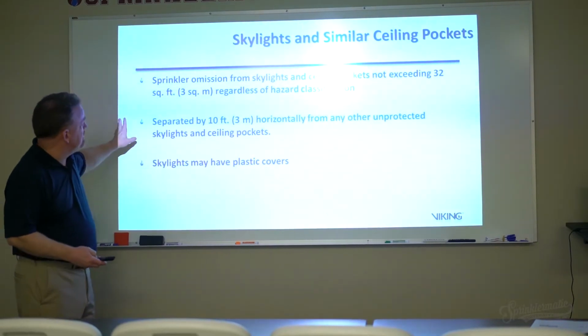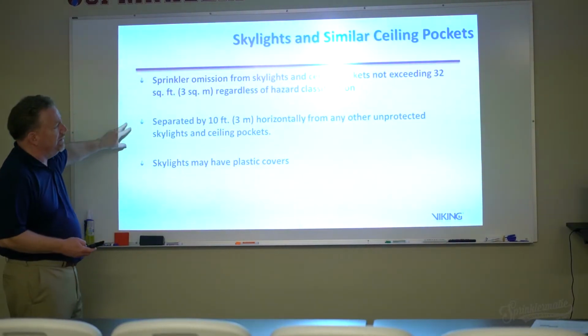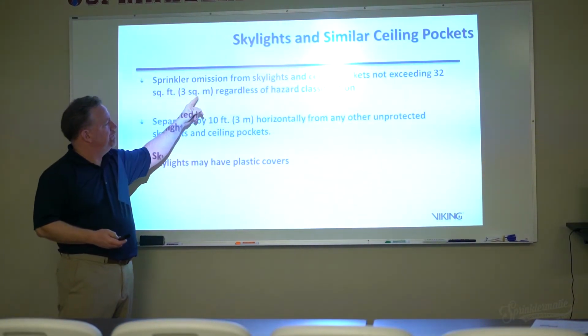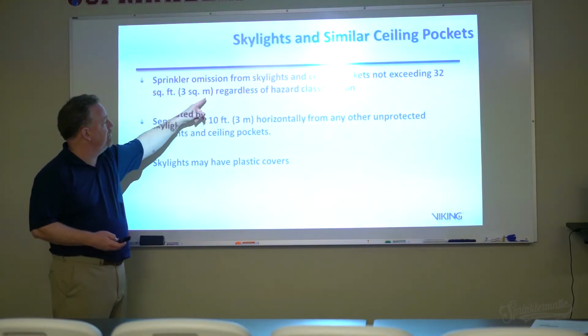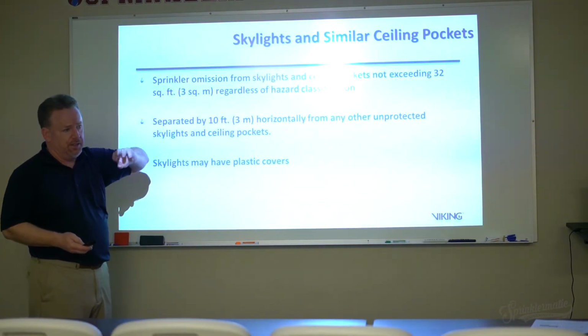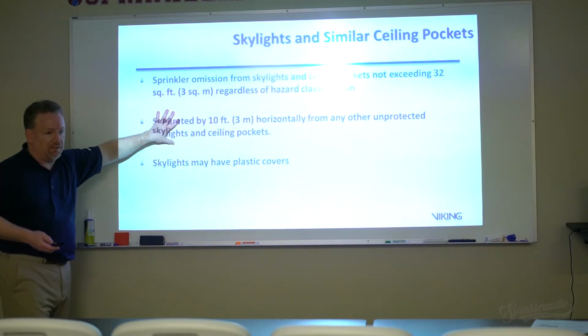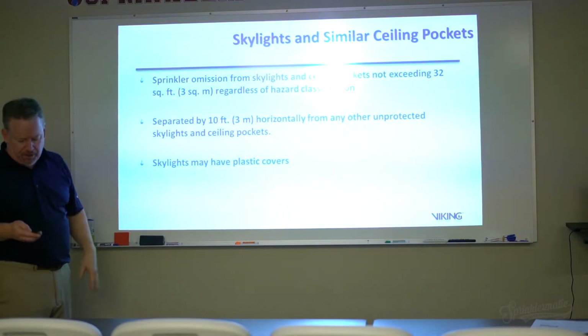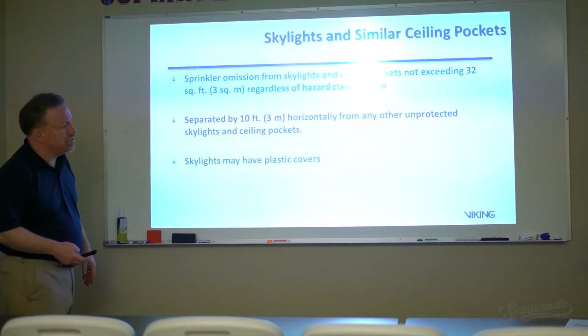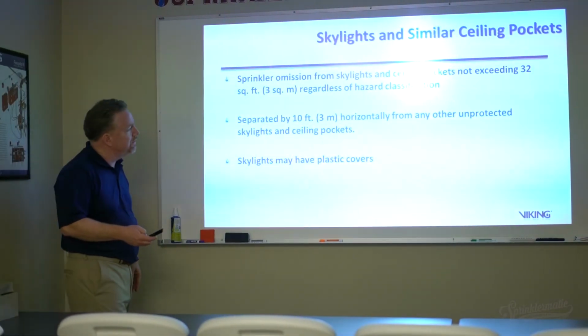So again, this is important: 32 square feet, 3 square meters, regardless of hazard classification. And we're going to talk about ceiling pockets a little bit later as a somewhat different architectural feature when it comes to light hazard occupancies.